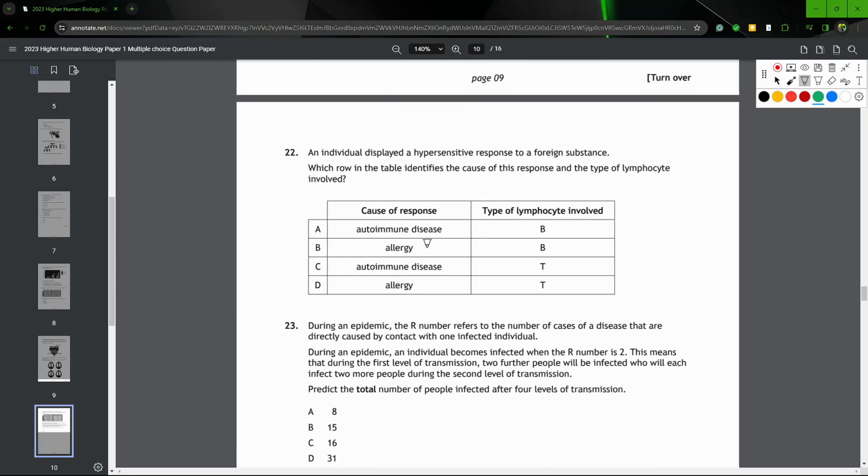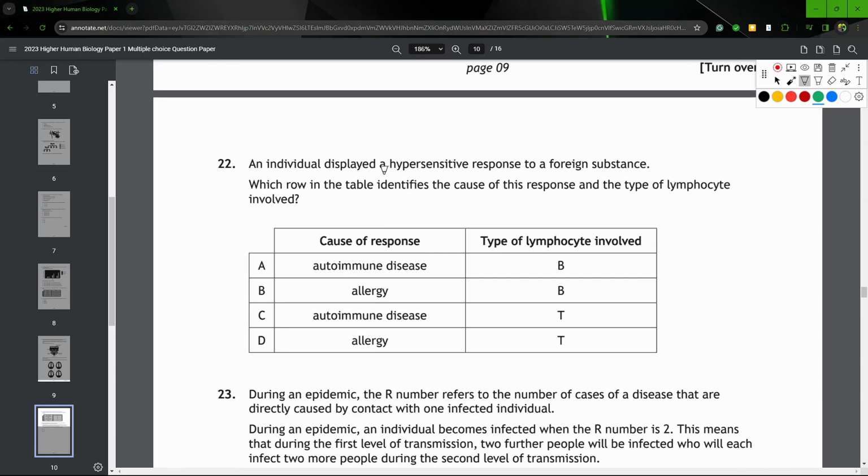Is that correct? All right, we're moving on to 22, almost done. An individual displays a hypersensitive response to a foreign substance. Which row on the table identifies the cause of this response and the type of lymphocyte involved? So, a hypersensitive response to a foreign substance, that's fancy science talk for allergic reaction. One day I'll get good at handwriting. Okay, so it's like hay fever. I'm sure you know what an allergic reaction is. You're in high human biology.